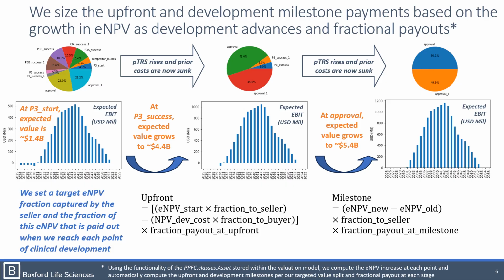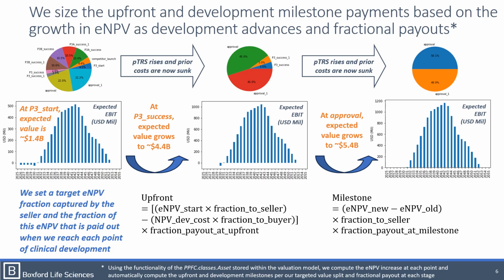We're also going to program an explicit procedure to size the upfront and development milestone payments for this asset based on targets we give it in terms of the fraction of expected value that's captured by the seller, plus then at each one of the stages the fraction of that seller value that we're going to pay out when we reach each one of the stages.